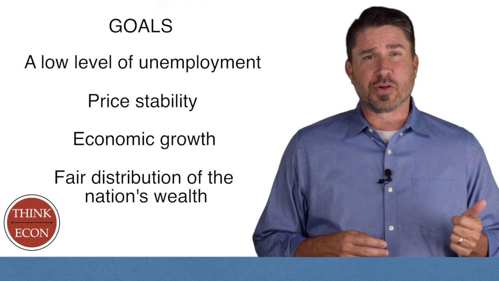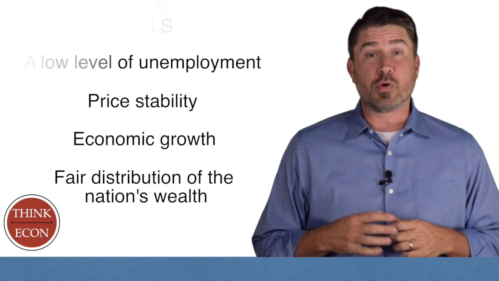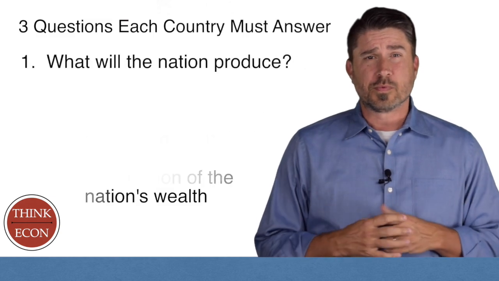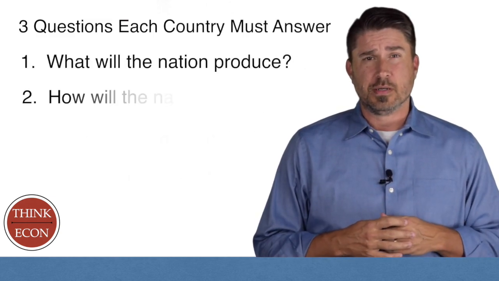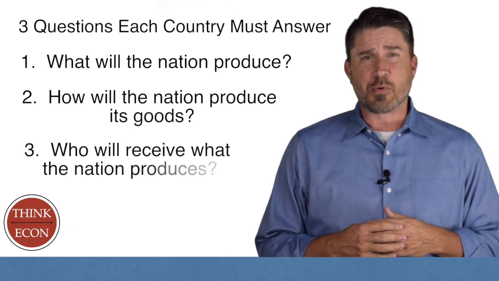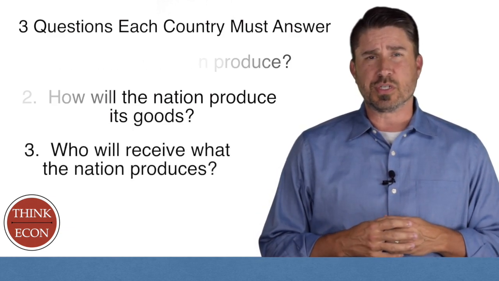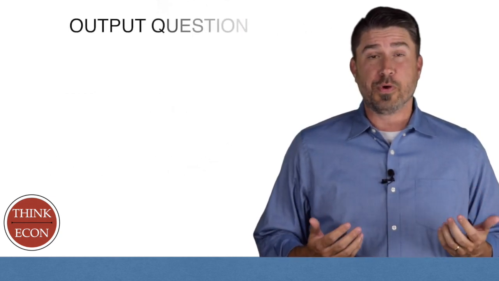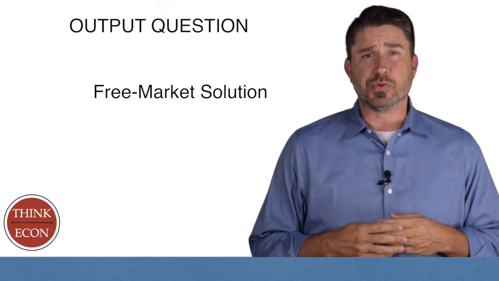In order to reach their goals, each country must answer three questions. Number one, what will the nation produce? Number two, how will the nation produce its goods? And number three, who will receive what the nation produces? Let's start with the output question. What will the nation produce?